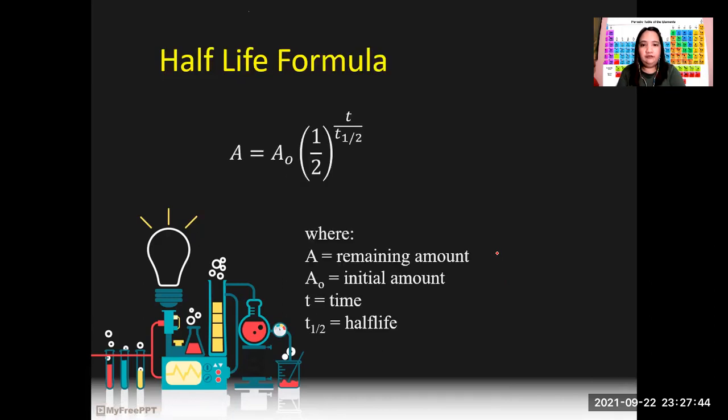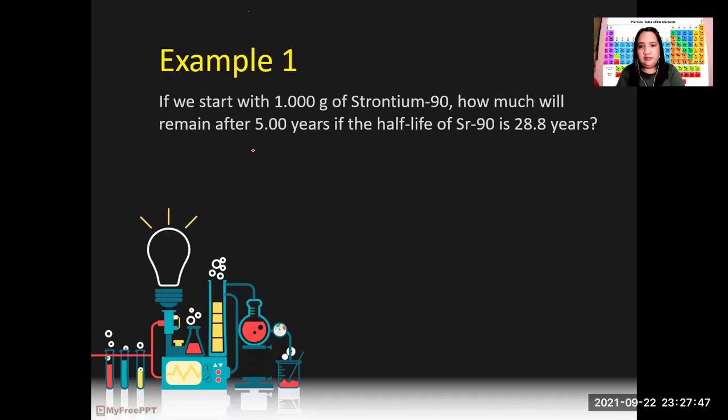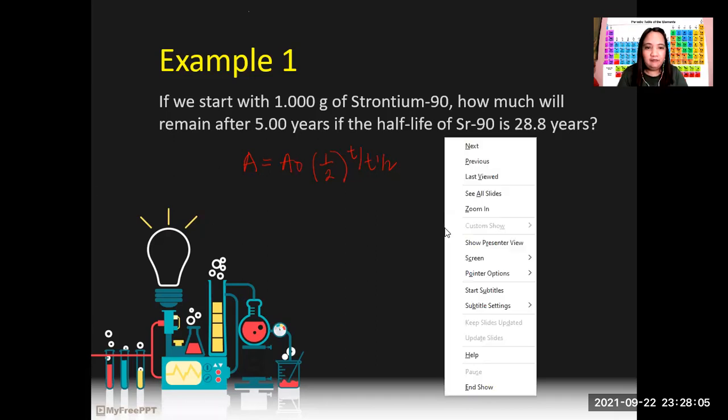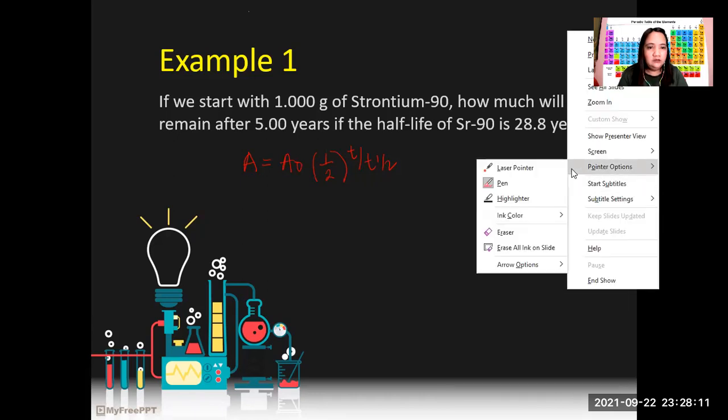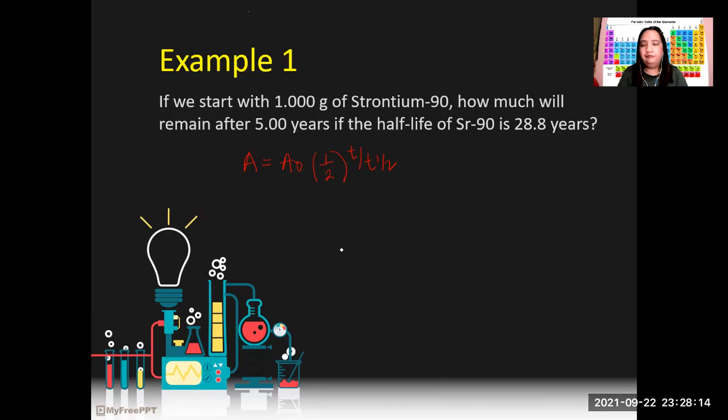Okay, let's go back to the formula. The formula is A equals A sub O multiplied by 1/2 raised to T over T 1/2. Pardon my handwriting. Let's change the color so that it's clearer. Now, as we've been doing with the other videos, we are just getting the quantities available at the start of the problem.